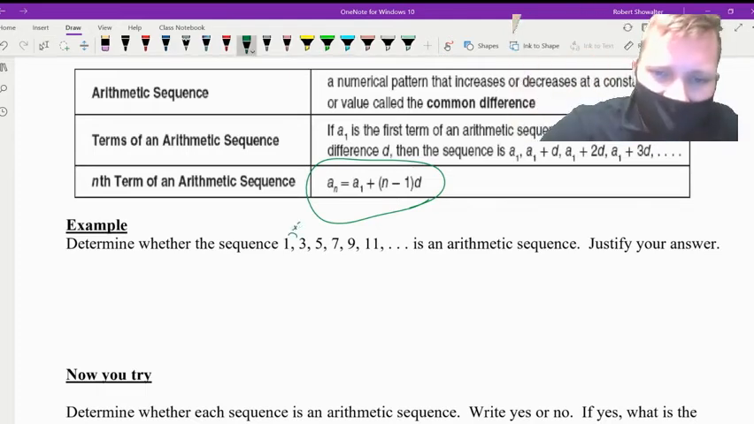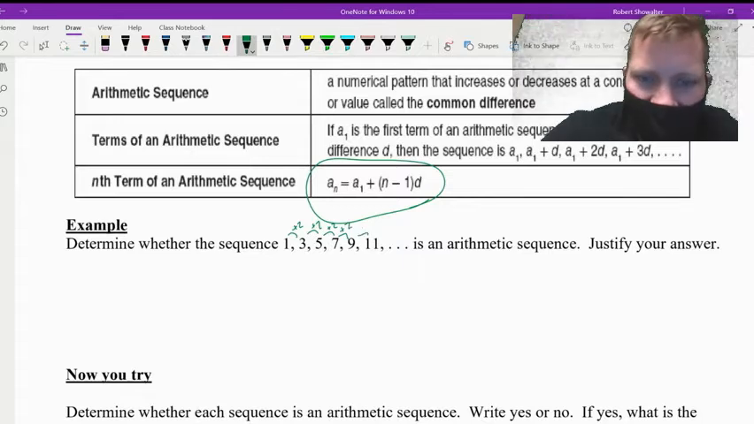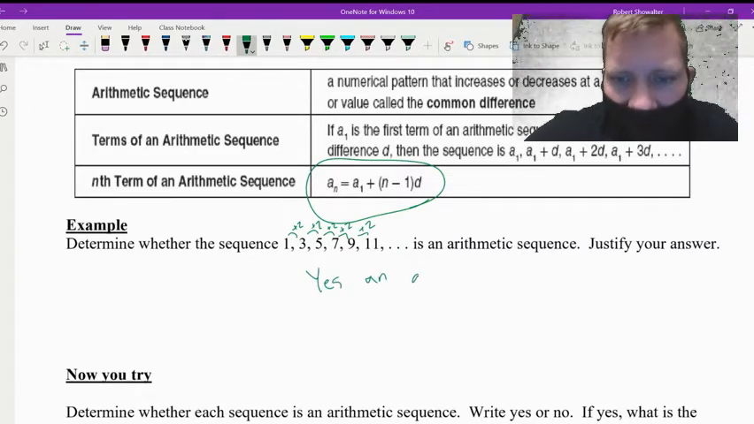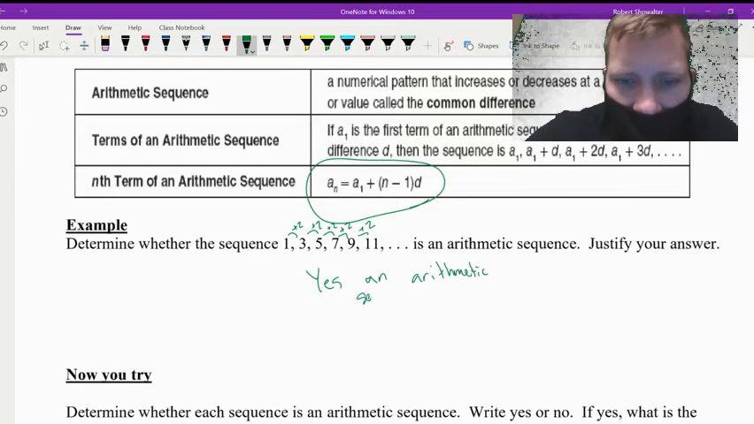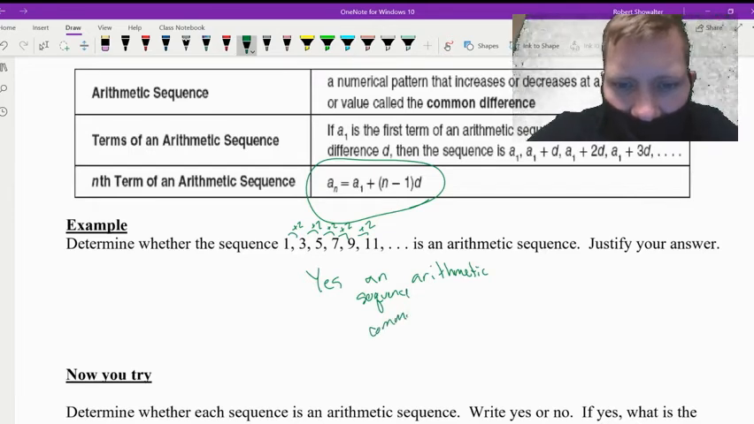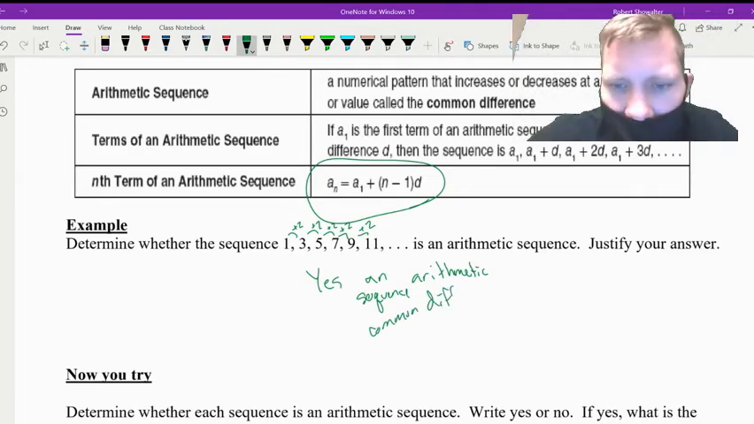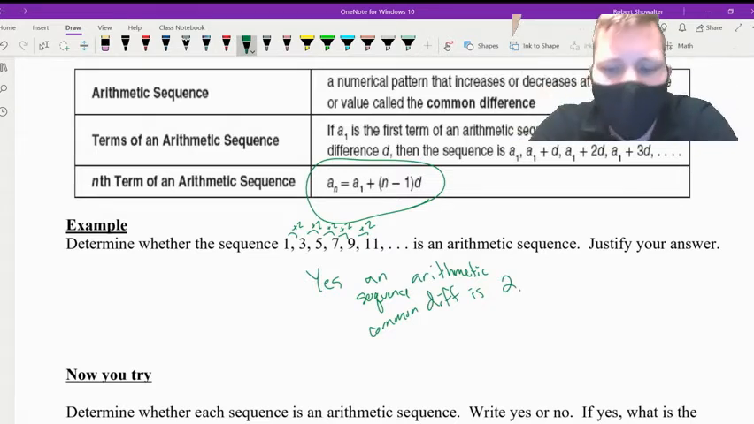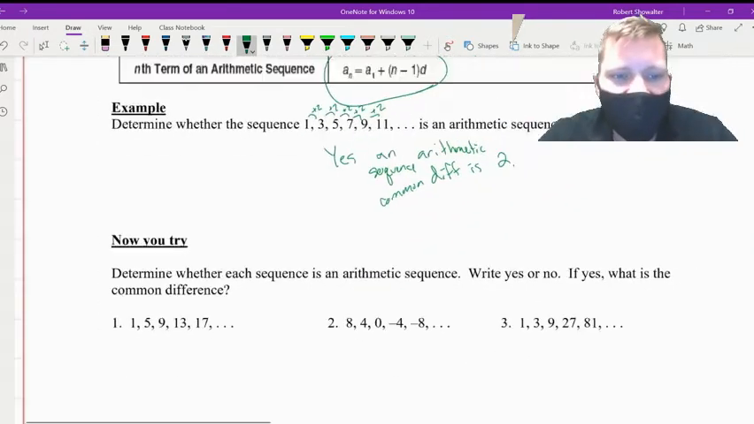Is that the same? That's plus 2. Plus 2 is the rate of change, or the common difference. Is it consistent? If it is, you would say yes, an arithmetic sequence, and you would say the common difference is 2. So if it is an arithmetic sequence, there will be a common difference between the terms in the pattern.